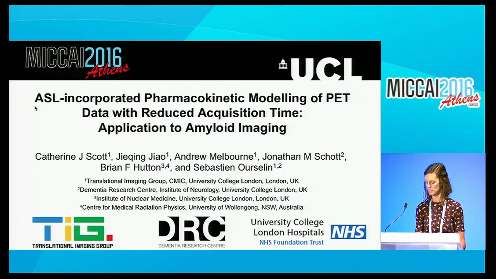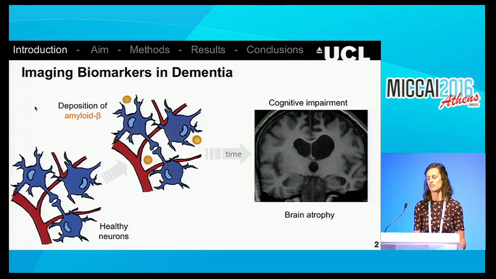So Alzheimer's disease is the leading cause of dementia, which affects over 45 million people worldwide and currently has no cure and no effective treatment. So in the early stages of the disease, neurotoxic proteins such as amyloid beta are deposited. These build up over many years and over time lead to brain atrophy and the cognitive impairment that we see when the patient presents to the clinic.